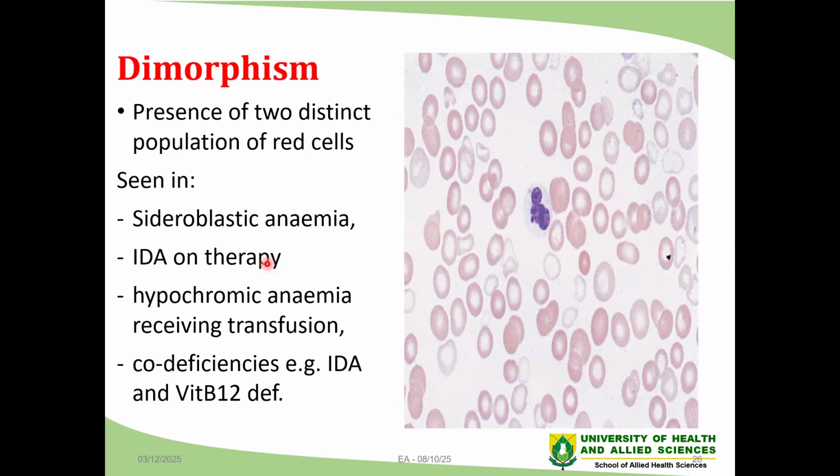And then you may also have a case of someone who is anemic and is receiving transfusion. So the patient's own cells, which were severely anemic, will be showing the cells which are hypochromic. And then the new blood being transfused is the one that will be having normal hemoglobinization in it.